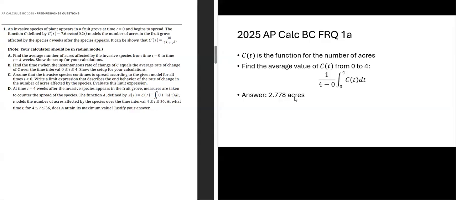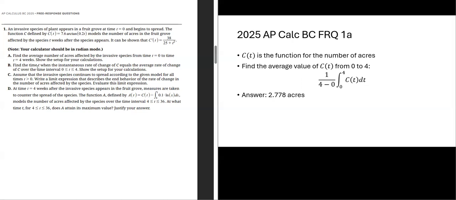Personally, I would put the units. I know sometimes in recent years they don't dock off points if you don't put the units, but I would put it just in case. It's just by habit. So 2.778 acres. Okay, and if you followed along in other videos before, I've mentioned before that I would keep at least 3 decimal places.